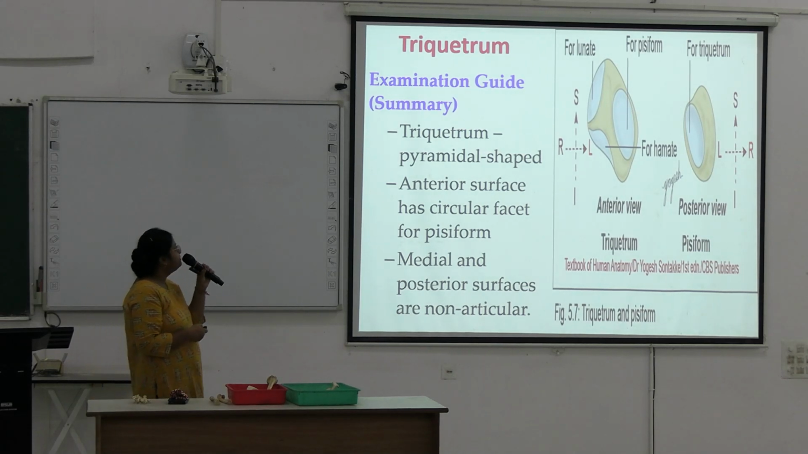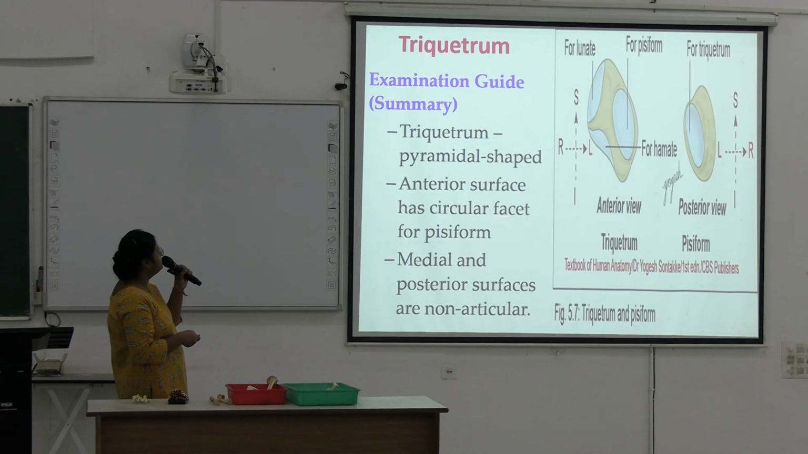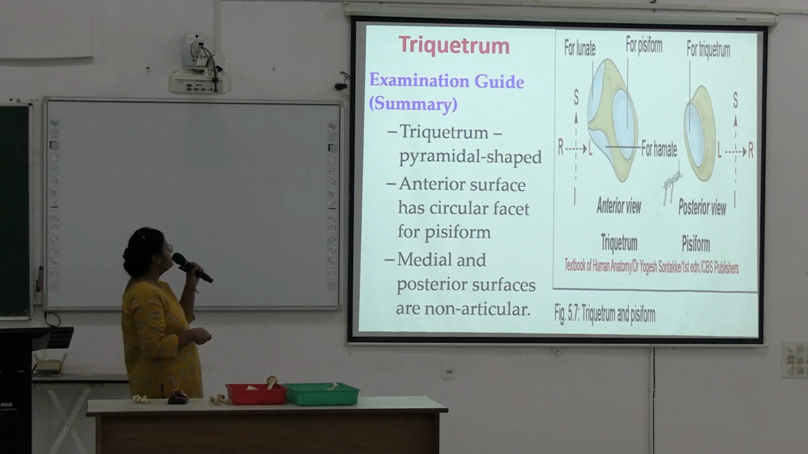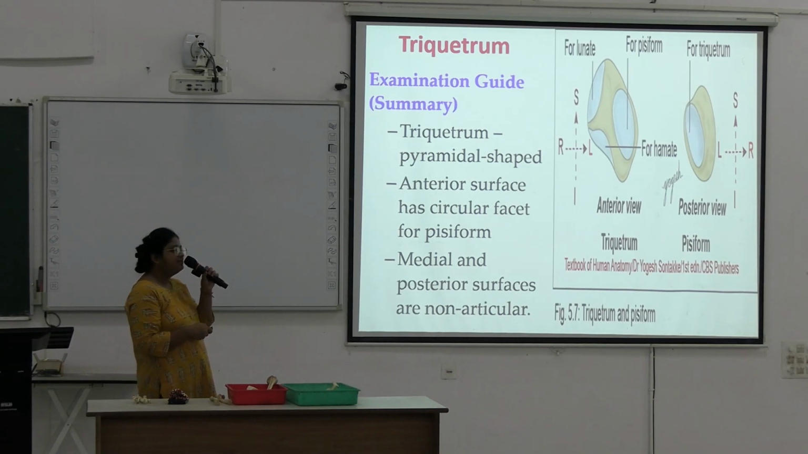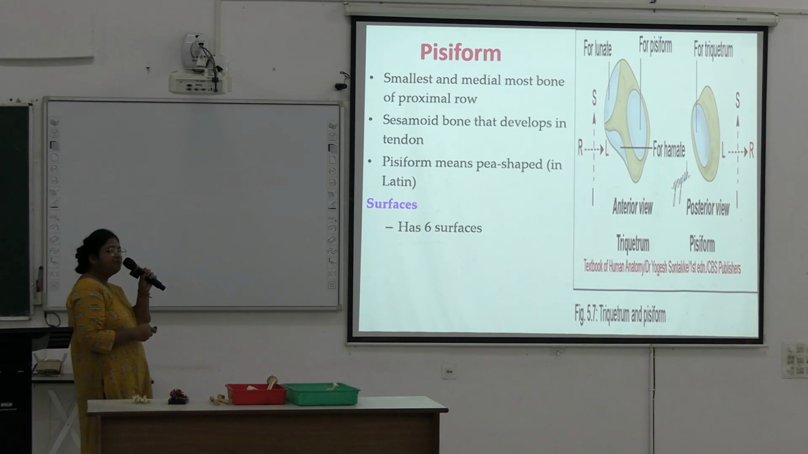So triquetrum, it is pyramidal shaped. Anterior surface has a circular facet for pisiform. Medial and posterior surfaces are non-articular. This facet for pisiform is important for triquetrum. Now we go to pisiform.